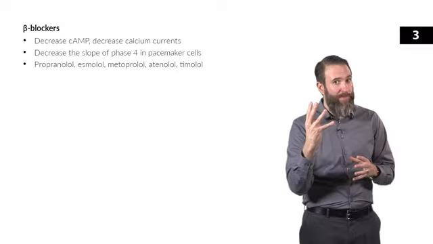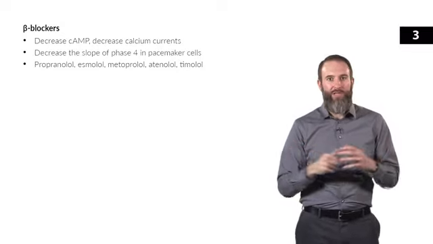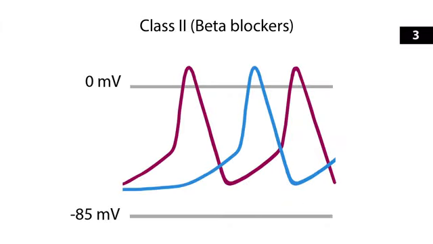So remember phase 4 in beta blockers. Decreasing the slope of phase 4 is going to slow down the heart rate generally. So remember that what we saw in phase 4 of the pacemaker cell, there's a gradual increase in charge caused by the gradual opening of sodium channels that ultimately lead to a depolarization. Beta blockers are going to flatten out that phase 4 some, which prolongs the frequency of those depolarizations.